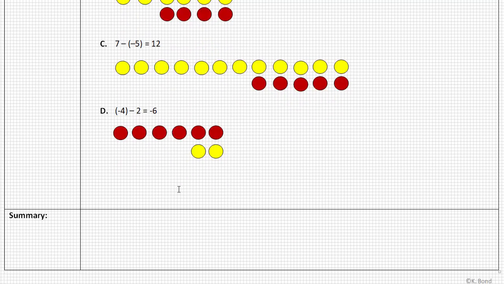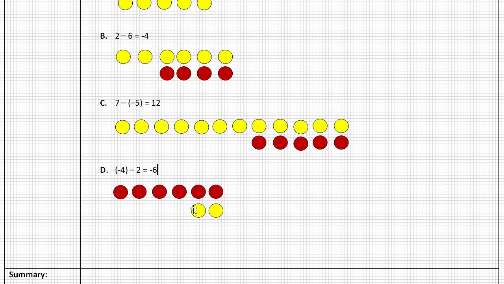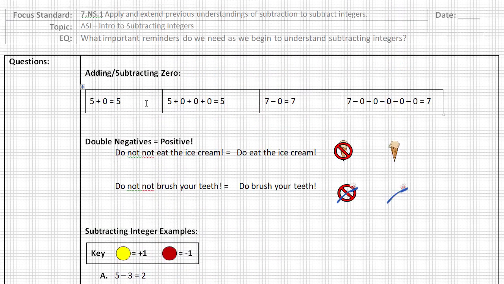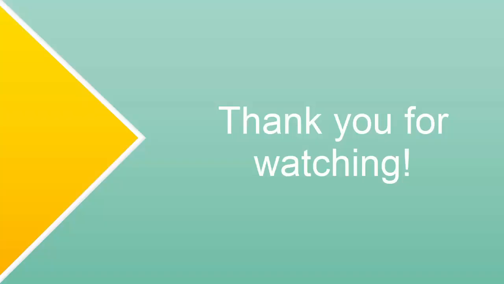So that's going to conclude our video today as our introduction to subtracting integers. Remember, the 2 important reminders were that we can add or subtract 0 to any value and it won't change its value. This allows us to add 0 paired chips to our board in order to complete the subtraction problems. We also learned that a double negative actually equals a positive. So come ready to do more work like these problems in class.